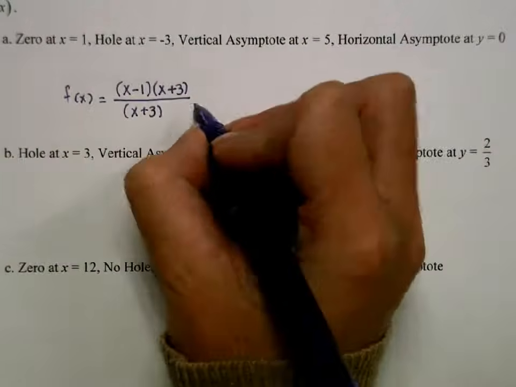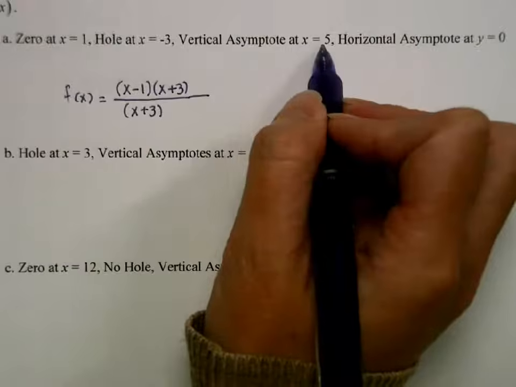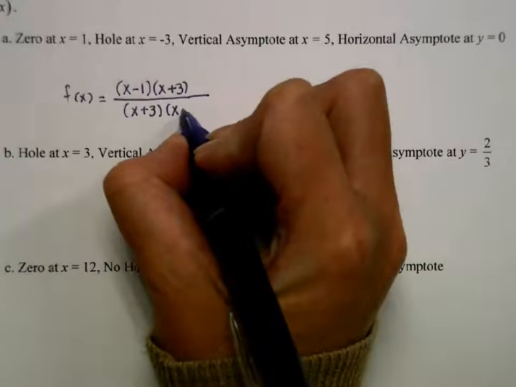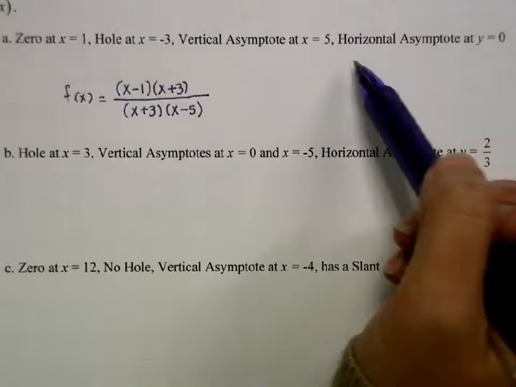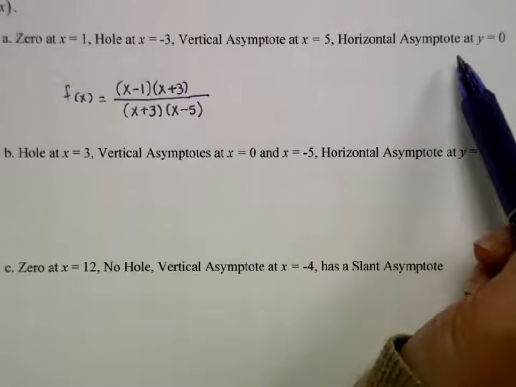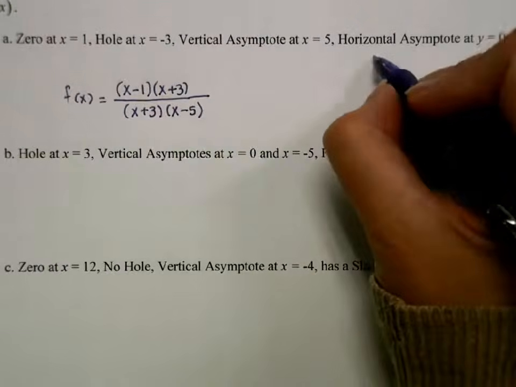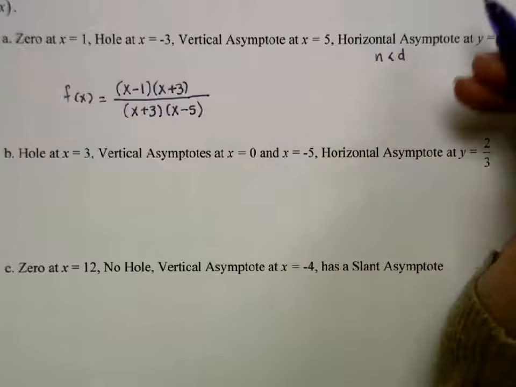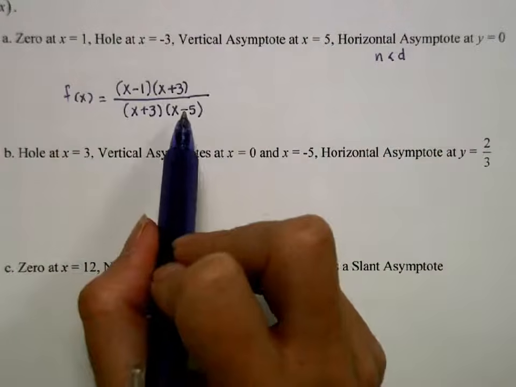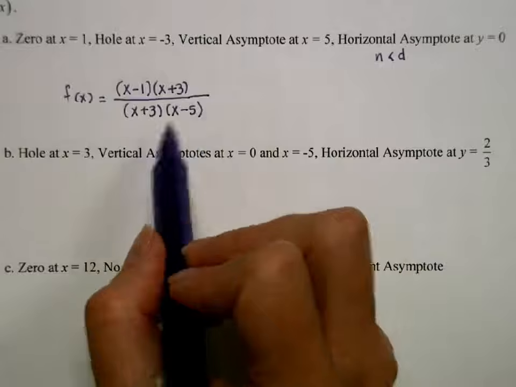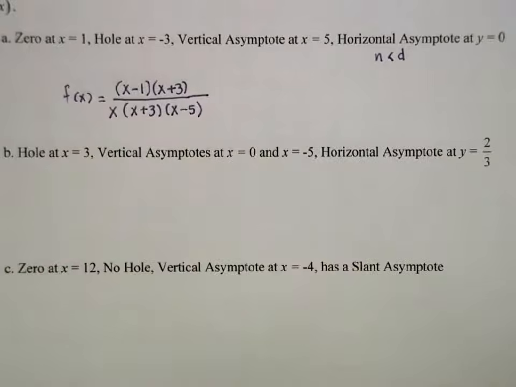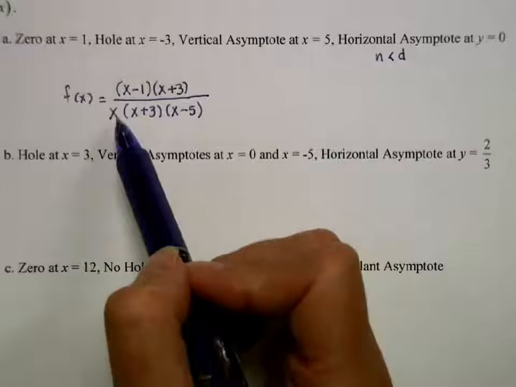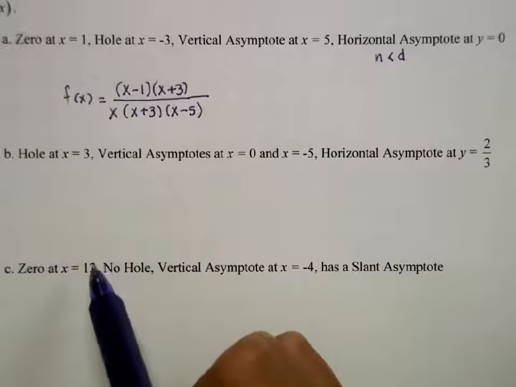Vertical asymptote at x equals 5, which means in the denominator, I need an x minus 5 to make that happen. And finally, a horizontal asymptote at y equals 0. That means I need the degree of the numerator to be less than the degree of the denominator. And right now, if I were to FOIL this out, I'd have a degree 2 over degree 2. So I just need to make this denominator bigger. You can do that in a number of different ways. I'm just simply going to multiply by x, but you can multiply by whatever you want as long as you have raised the degree of that denominator. Okay, let's do another.